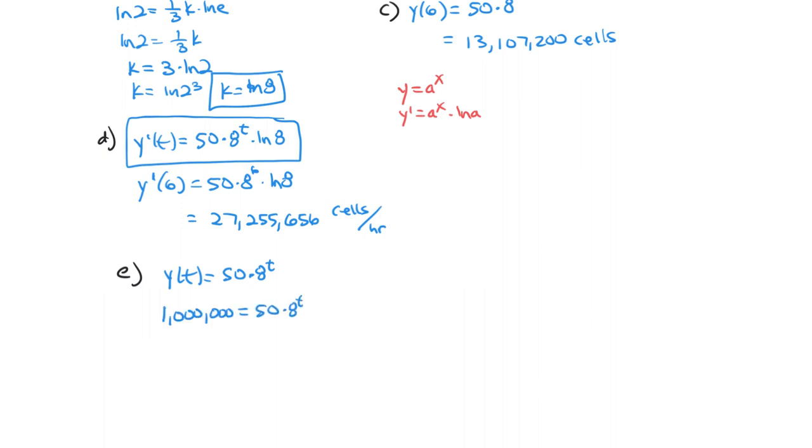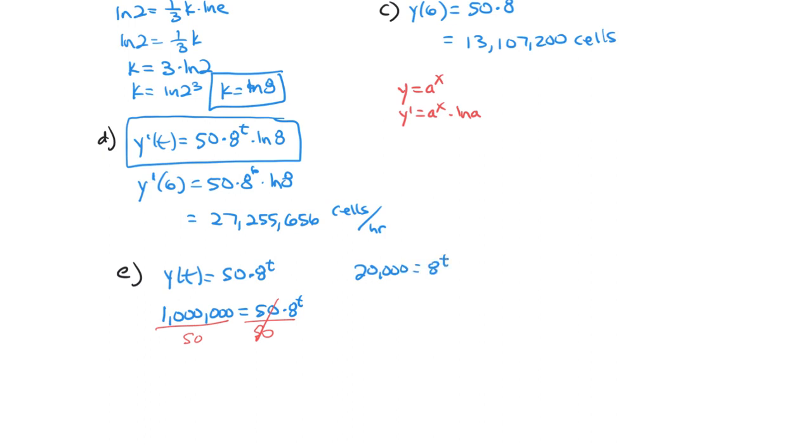So of course, what we're going to have to do first is get rid of this 50, because remember, we are going to have to solve for an exponent. So we're going to need logarithms here. So we can just get rid of the 50, divide each side by 50. So divide by 50, divide by 50, that goes away. 1 million divided by 50 gives us 20,000. So 20,000 equals 8 to the t.